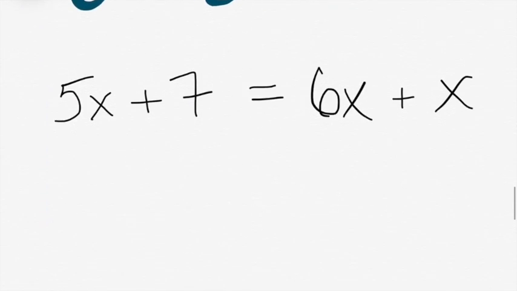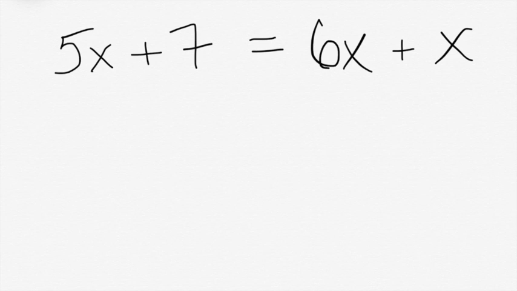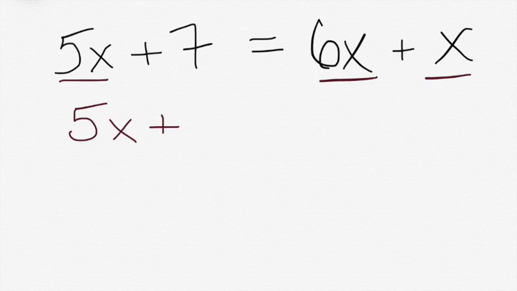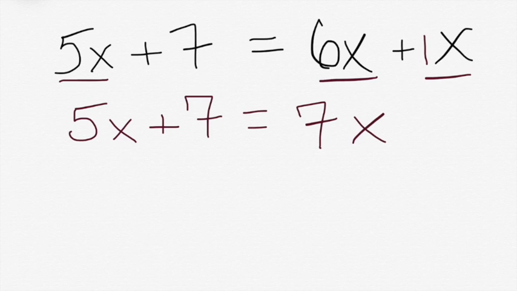So first we're going to look at the equation 5x plus 7 equals 6x plus x. The first step to this is we're going to combine like terms. So if we look at our x's, we have 5x on one side plus 7, so that stays the same, and then we're going to combine our x's on the right. That's 6x plus 1x, which is going to be 7x.